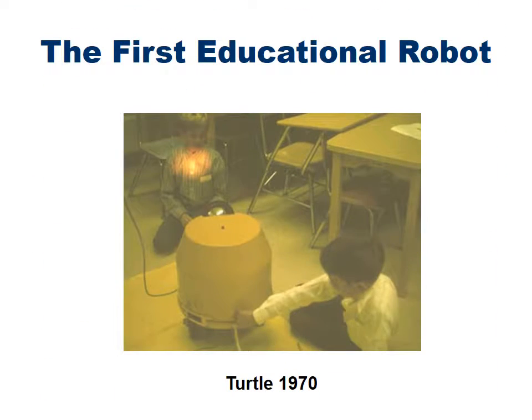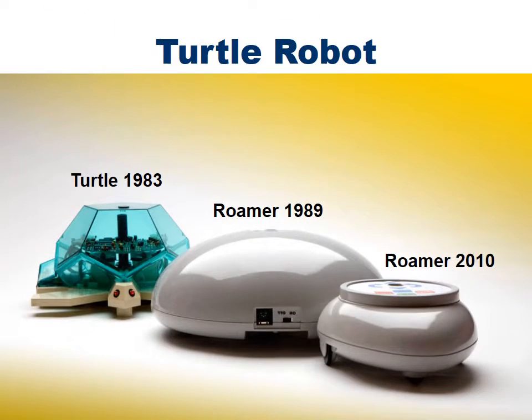This is the world's first educational robot, Turtle, designed by Seymour Papert and built in January 1970. I designed my first robot, the Valiant Turtle, in 1983, the Roma in 1989 and the latest Roma in 2010.